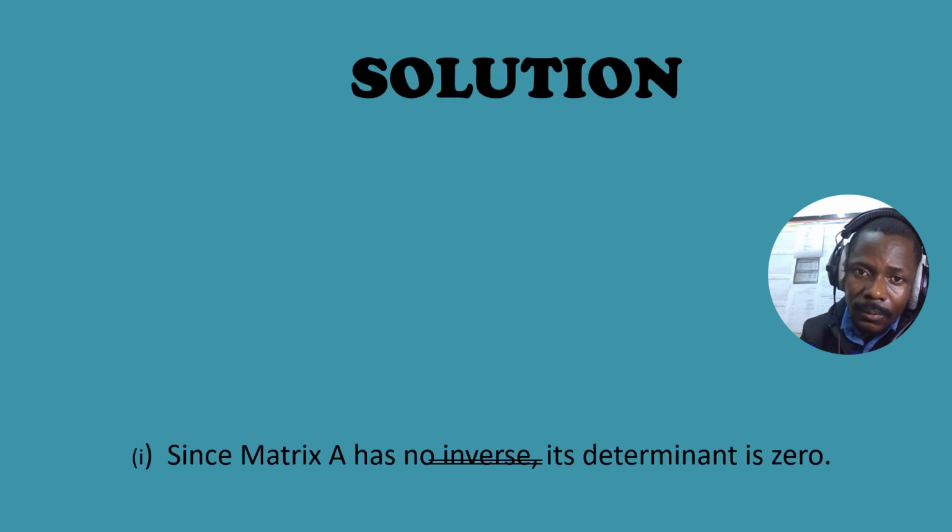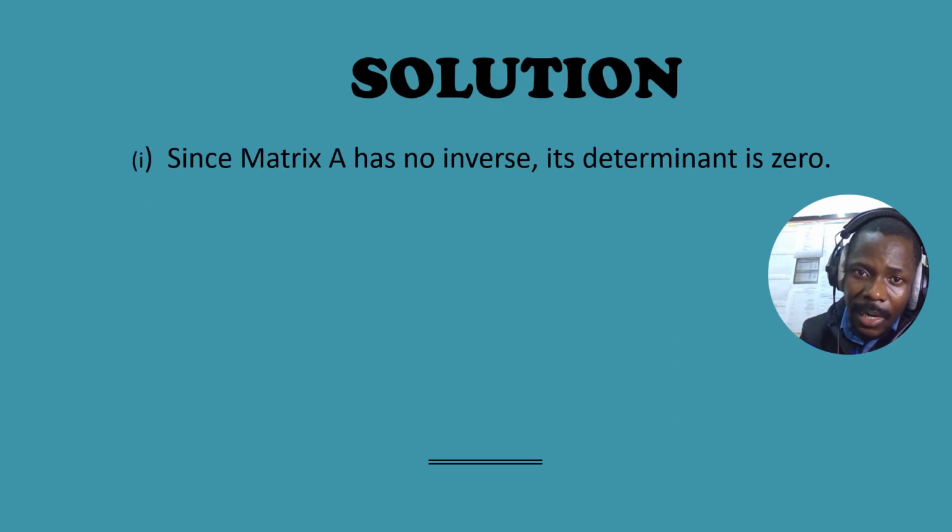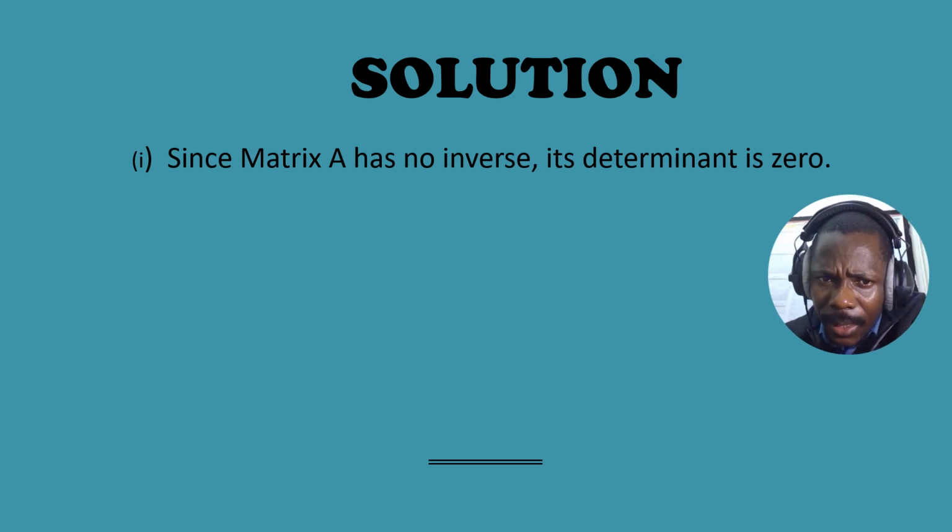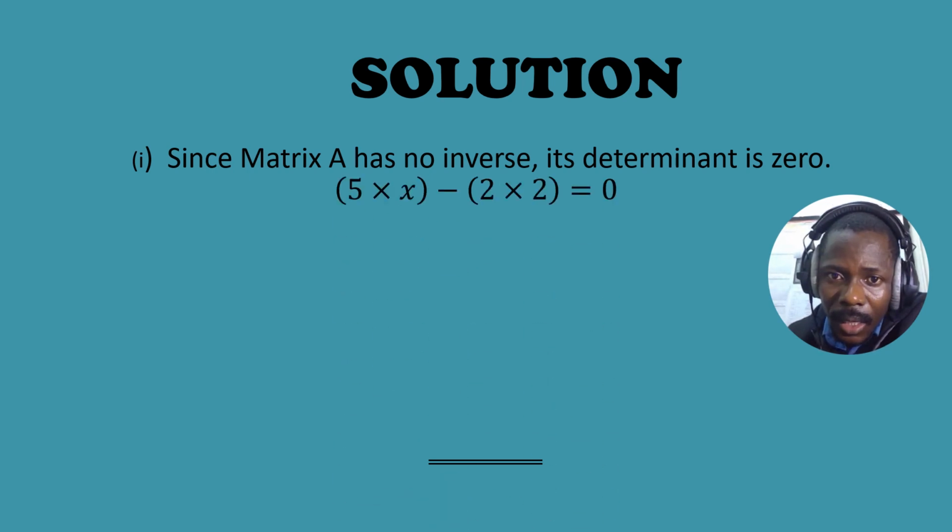Okay, solution. Since matrix A has no inverse, its determinant is 0. That is a very important property to understand and to be noted. Since we are simply saying the matrix has no inverse, its determinant is going to be 0. So 5 by x minus 2 by 2 is going to give us 0 because this matrix has got no inverse.